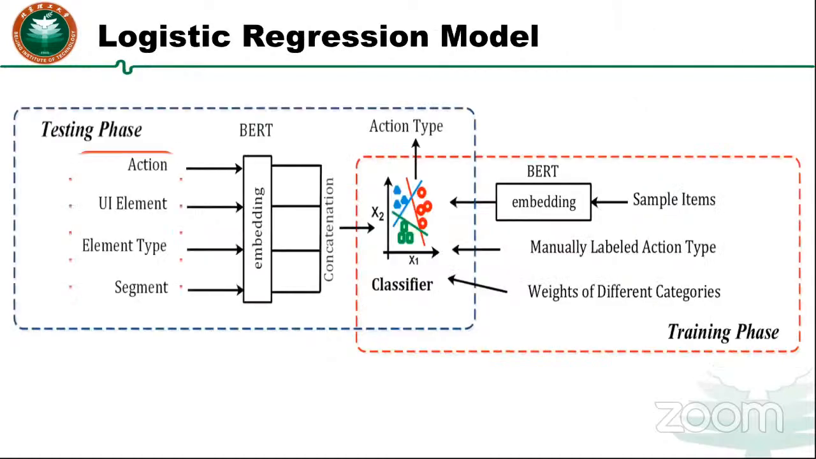The last phase leverages machine learning-based classification techniques to predict the type of action. It takes as input an action word, its UI elements, the type of its target elements, and its enclosing segment. The output of the classifier is the type of the action word, and the classifier is logistic regression.